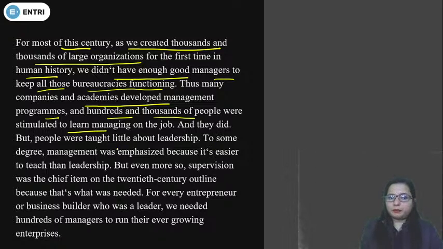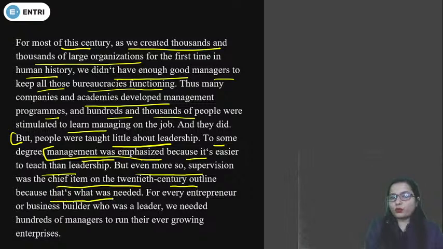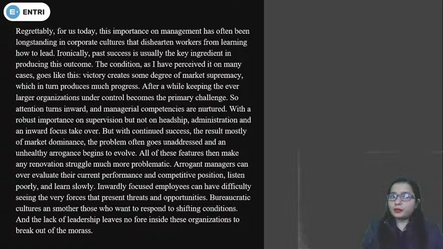And they did, but people were taught little about leadership. To some degree, management was emphasized because it's easier to teach than leadership. Even more so, supervision was the chief item in the 20th century economy because that's what was needed. For every entrepreneur or business builder who was a leader, we needed hundreds of managers to run their ever-growing enterprises. Now, regrettably for us today, the importance of management has often been long-standing in corporate cultures.